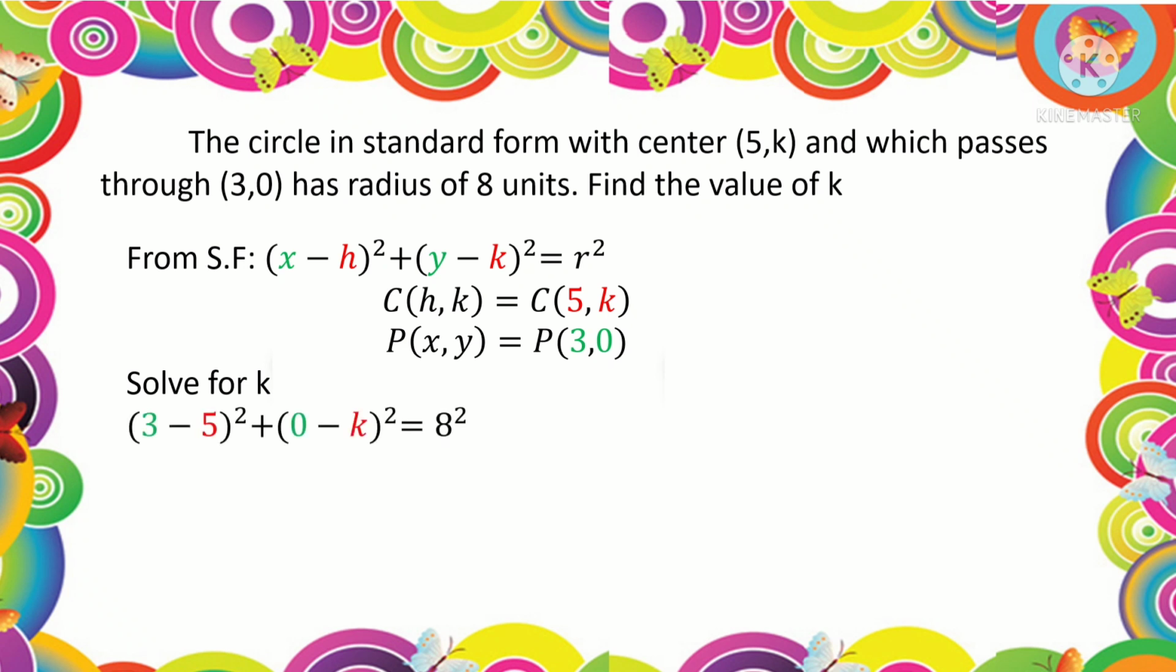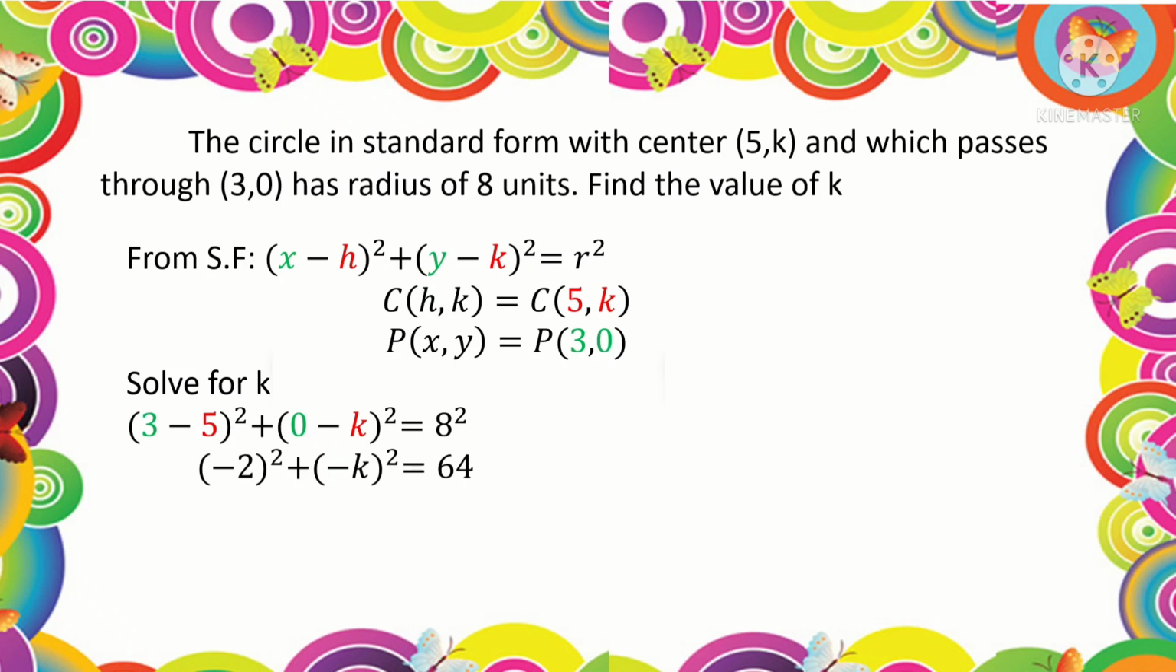To solve for k, substitute everything that you have into your standard form. We have x, h, and r. Your x is 3, your h is 5, your y is 0, and your radius is 8. k is missing. 3 minus 5 is negative 2, while 0 minus k is negative k. 8 squared is equal to 64.